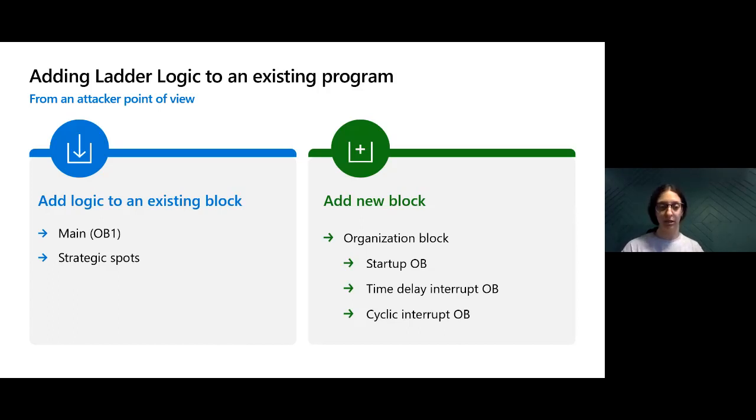If we compare it to Windows attacks, this technique reminds us of adding a program file path to the startup folder. Another interesting organizational block is the time delay interrupt, and this block will get executed at a specific configured time. The last example I have is the cyclic interrupt organization block, and this block will get executed at a specified interval. In comparison to PC attacks, this technique reminds us of adding a scheduled task in Windows or a crontab in Linux.